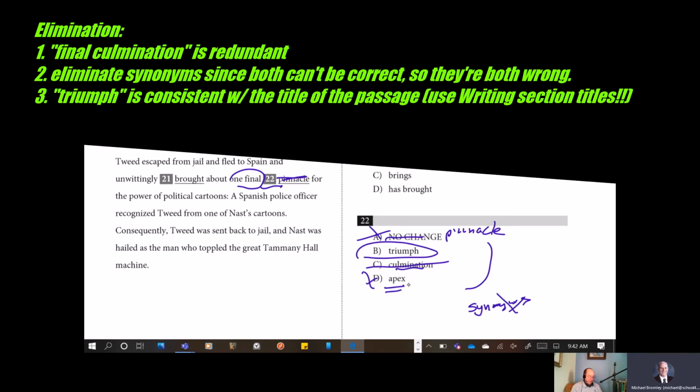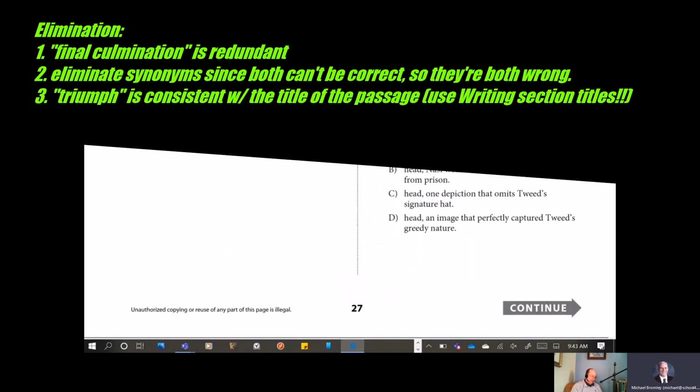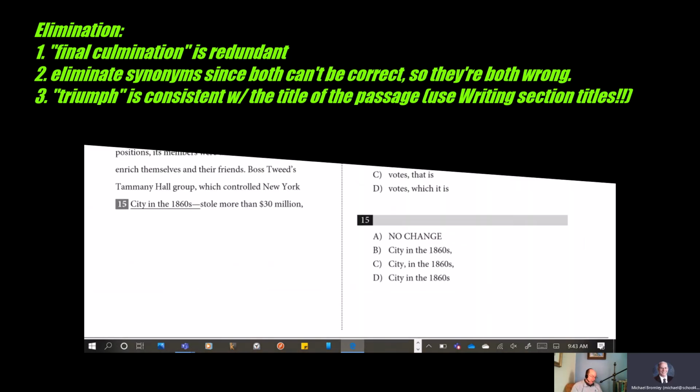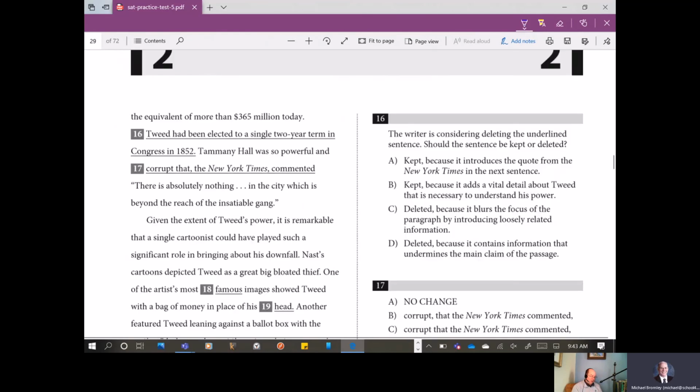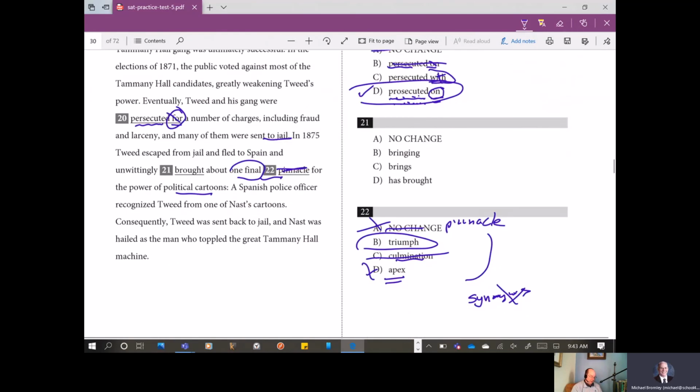I think the logic is just, can we understand that this is a triumph of the political cartoons? Here, a little context is helpful. We could know from the title that he's a crusading cartoonist. So a crusading cartoonist would probably triumph, like a superhero. So that's the best I can do here, but I can tell you, if you know what a pinnacle is and know what an apex is, then since they both mean the same thing, the top of something, we get rid of them both, because triumph has a different meaning, and we got rid of culmination because it doesn't work with the word final.